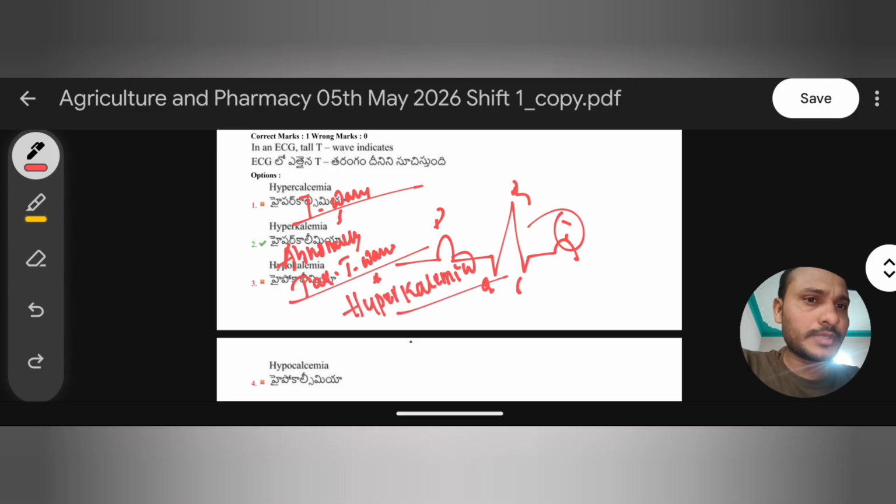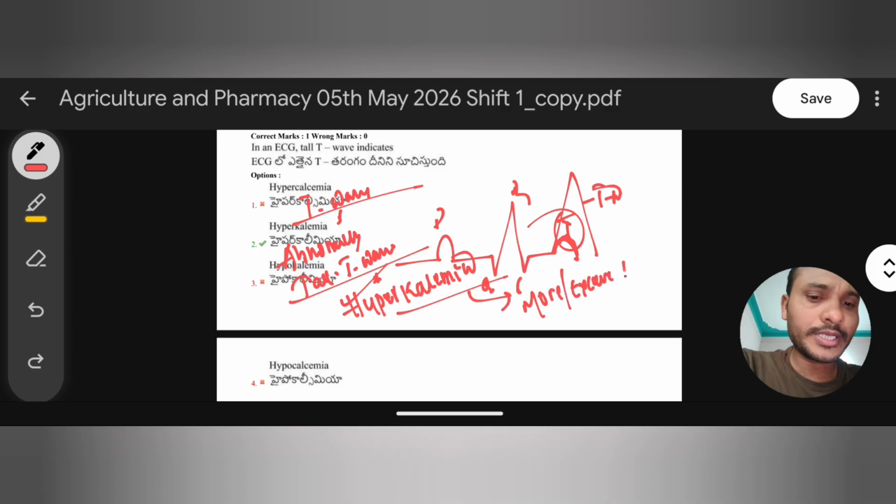Hyperkalemia. So remember, abnormally tall T wave. See, for example, generally the T wave must be dome shaped, then it is normal. If it is abnormally increased like this, an abnormally tall T wave, then it leads to hyperkalemia. Hyperkalemia is nothing but more or excess potassium level in blood. So if there is excess potassium level in blood, that condition is called hyperkalemia. So hence the right answer is the second one.